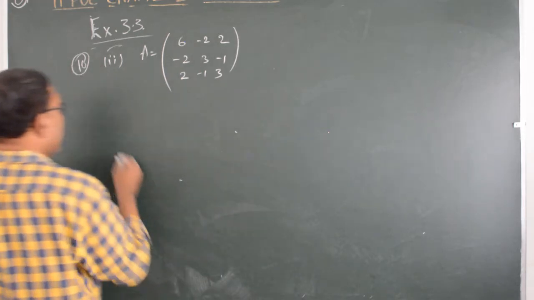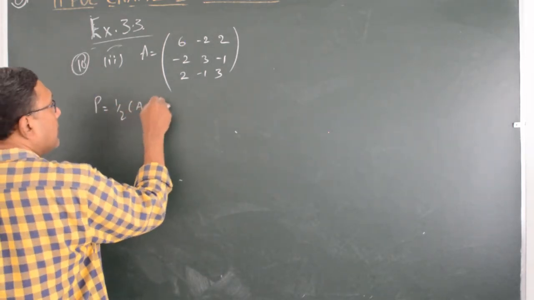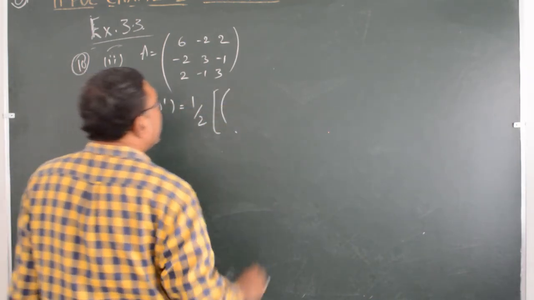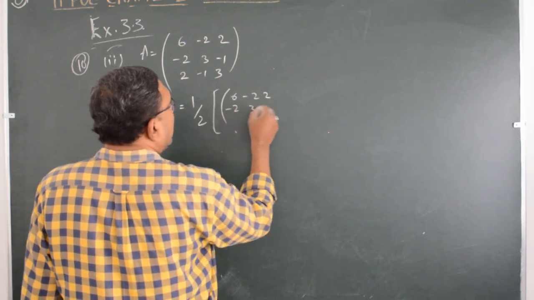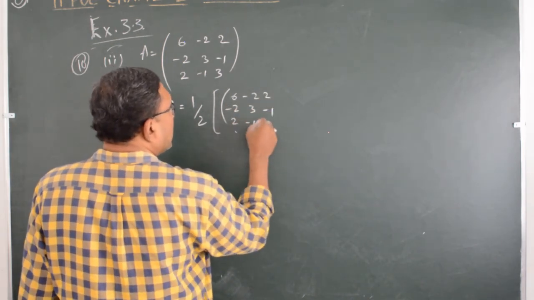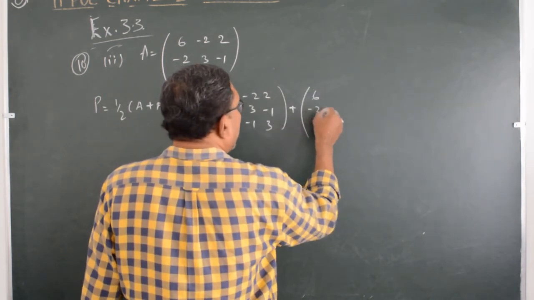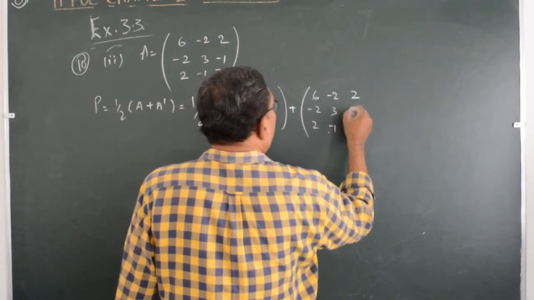Directly I will go to the formula. P is equal to half of (A plus A transpose). I will keep the half outside. Take the matrix [6, -2, 2; -2, 3, -1; 2, -1, 3], plus its transpose [6, -2, 2; -2, 3, -1; 2, -1, 3].